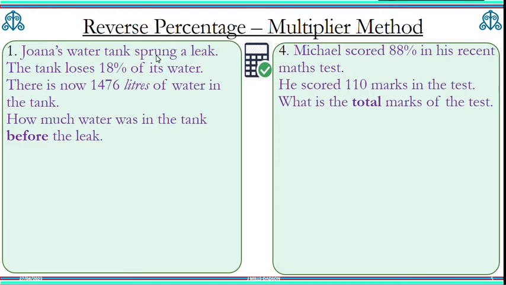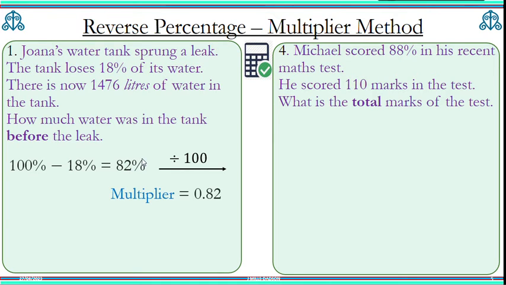Second, we are talking about water leaking. That means the water level or the amount of water is going to reduce. So that suggests it's a reduction in percentage. So to create your multiplier, losing 18% means you are decreasing the water content by 18%. And original water content is 100%. So 100% minus 18% is 82%. Divide by 100 to convert into a multiplier. So that's 0.82 as a multiplier.